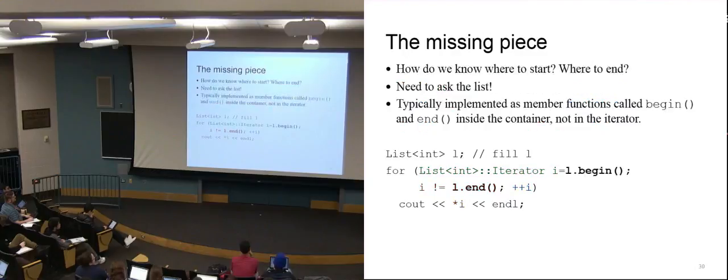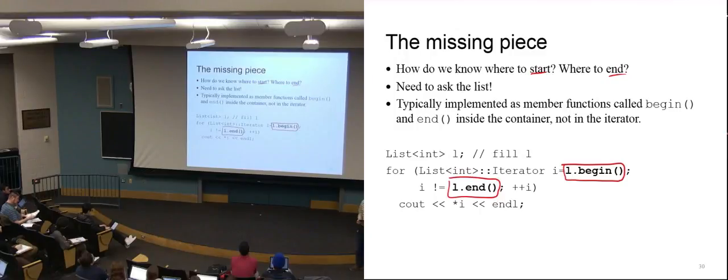What are we missing? We don't know where to start, and we don't know where to stop. So the iterator points at nodes, but how could the iterator possibly know where the beginning of the list is? That's the list's business, so we'll just ask the list. The iterator is going to ask the list, hey, where do you start? And the list says, right here. We'll do that in a list member function, begin, and another list member function, end. That's how you ask the list a question, with a member function.